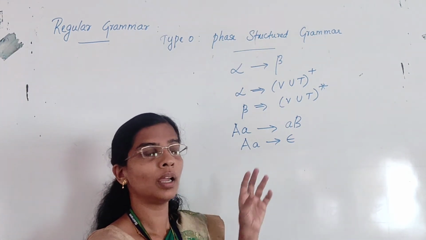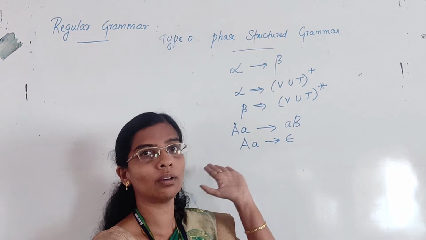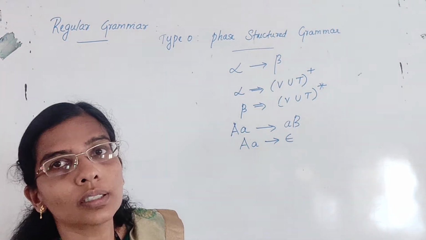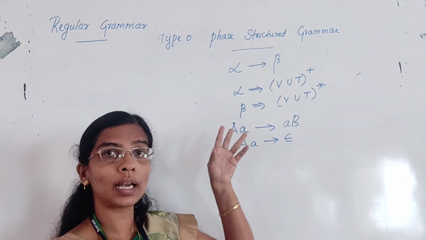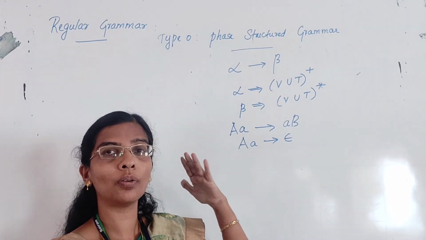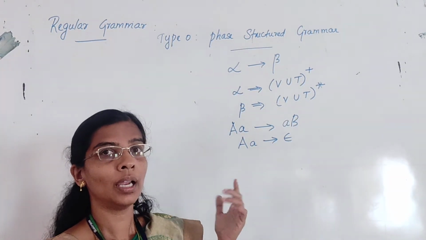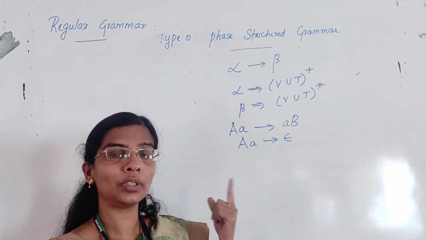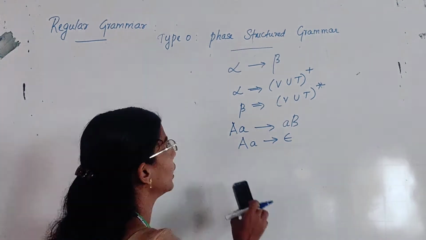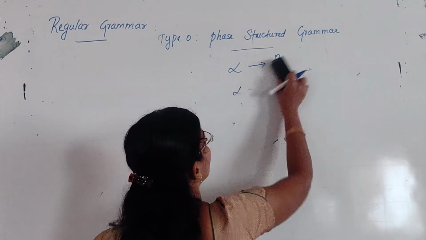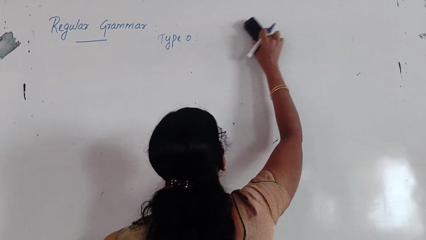And you should remember, there is no restriction in the length of alpha and beta. What is this grammar? Type 0 grammar or phase structured grammar. This grammar is accepted by which machine? Turing machine.